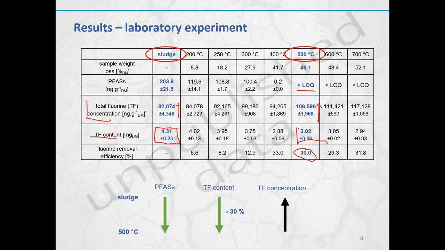In total the amount decreased because some of the fluorine volatilizes with the off gas. But as the organic matter is removed during this process, the amount of material at the end is lower. The reduction of material is like 40%, 60%, depending on the sludge. And that's why the organic fluorine per gram increases.